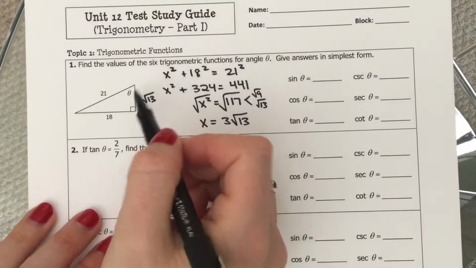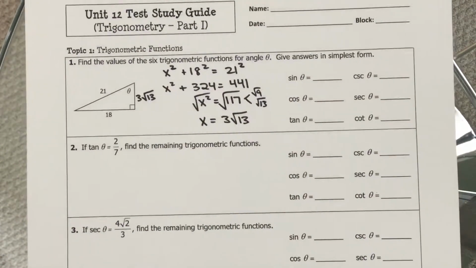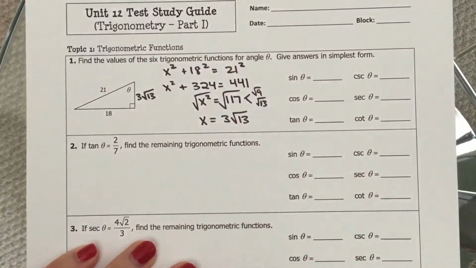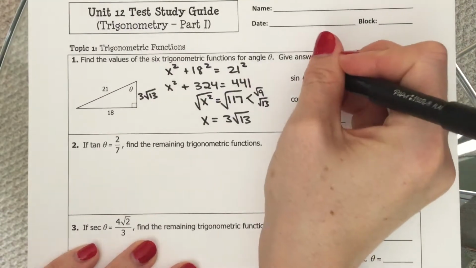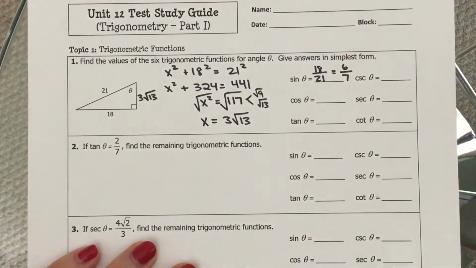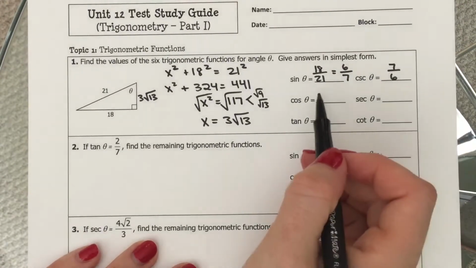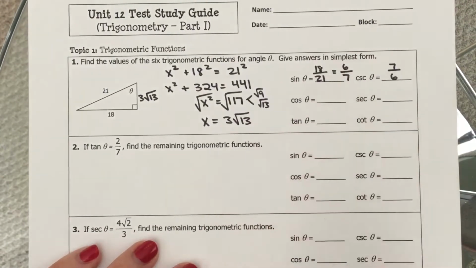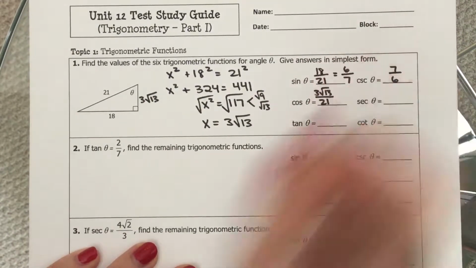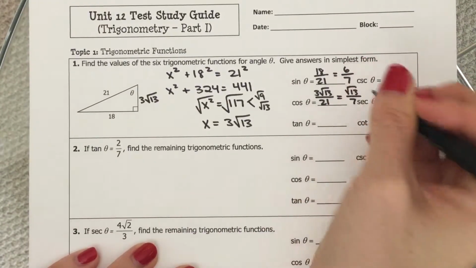And as soon as you know that, now this is the adjacent side to our angle theta, and so we can use that in all of these formulas. So sine is opposite over hypotenuse, so opposite to this theta is 18. The hypotenuse is 21, and that reduces down to 6 over 7. The cosecant is the reciprocal, so that flips to 7 over 6. Cosine is the adjacent over the hypotenuse, so 3 root 13 over 21, and the 3 over 21 reduces down to 1 over 7.